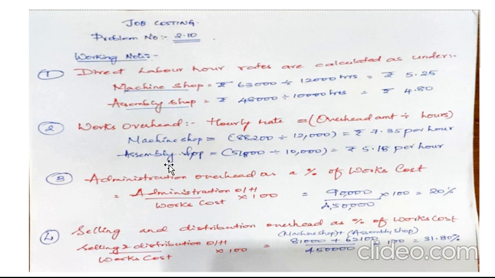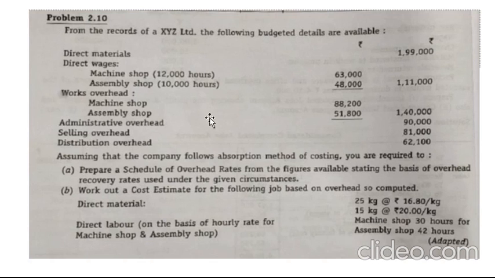The same is applicable for assembly shop. The cost is 51,800. 51,800 is your works overhead, which is for 10,000 hours. So you need to find out for 42 hours. So for per hour you will find out 51,800 divided by 10,000.